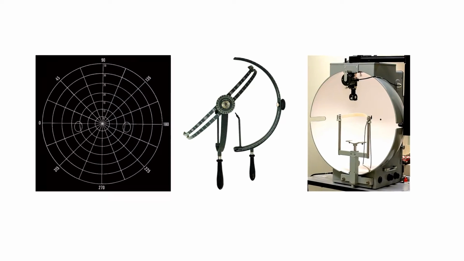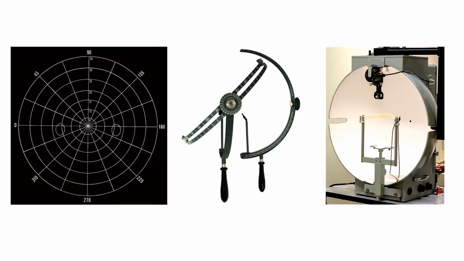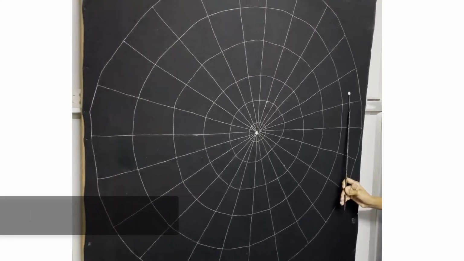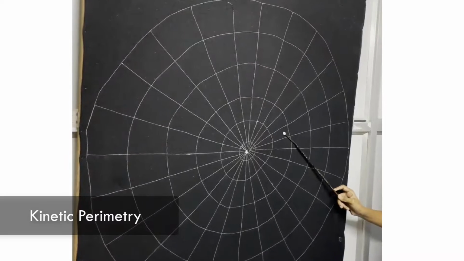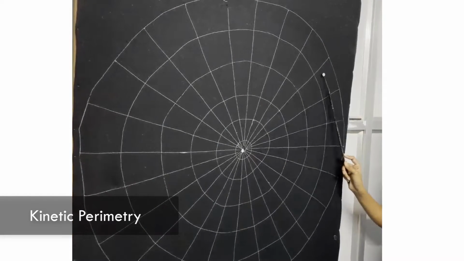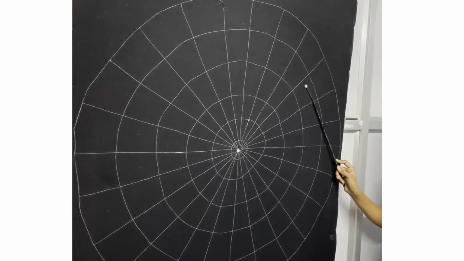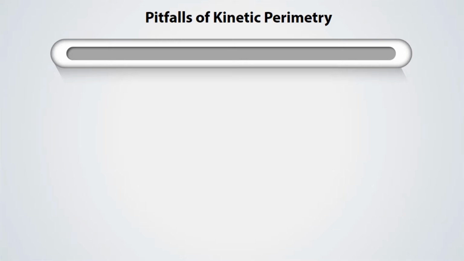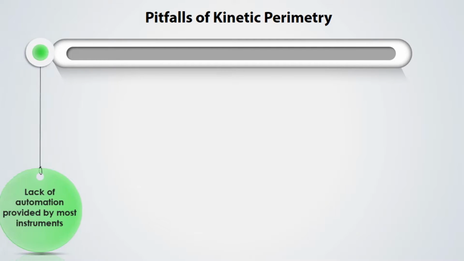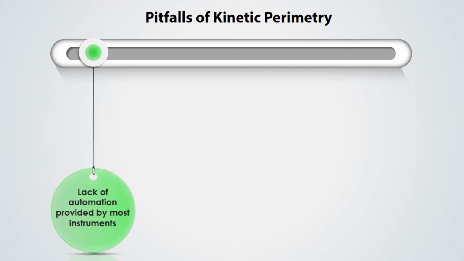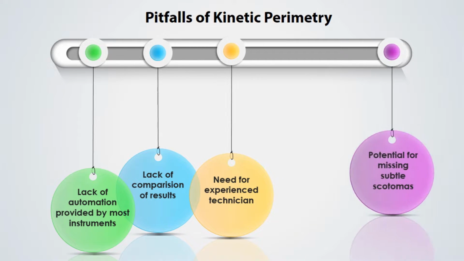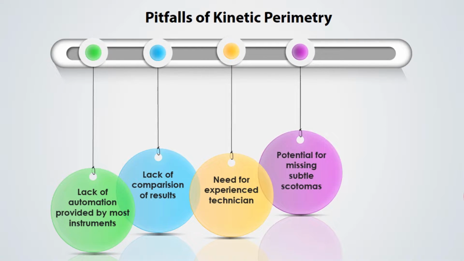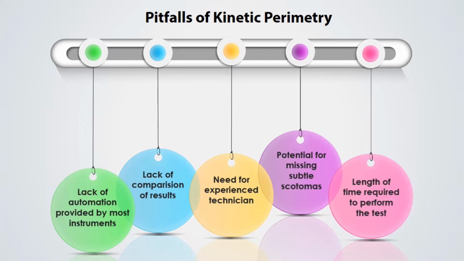All these perimeters have a moving target and are called kinetic perimeters. In kinetic perimetry, a stimulus is moved from a non-seeing subthreshold area to a seeing suprathreshold area, and the location where the object is first seen is recorded. Pitfalls of kinetic perimetry: lack of automation provided by most instruments, lack of comparison of results, the need for an experienced technician, potential for missing subtle scotomas, and length of time required to perform the test.